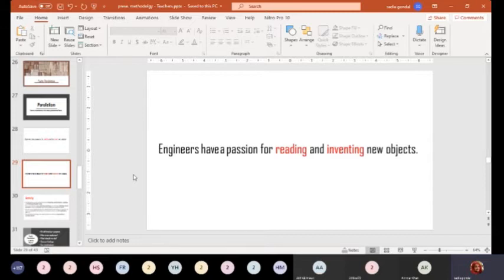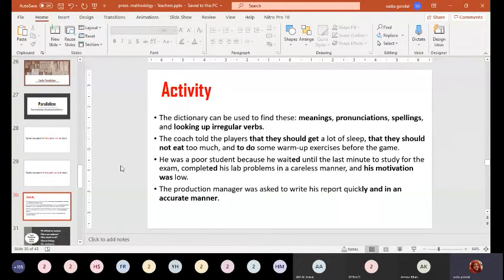Okay, now, after going through this, I have devised an activity for all of you. Get ready. We're going to just exercise this information of faulty parallelism on these examples. Okay, let's discuss the answers one by one.